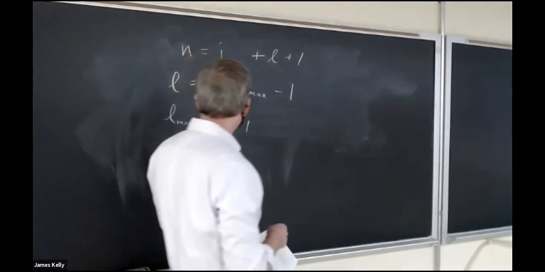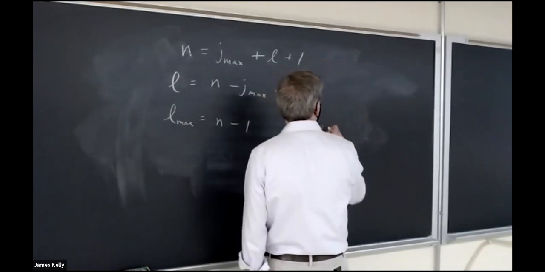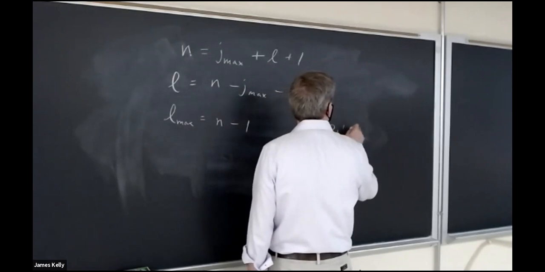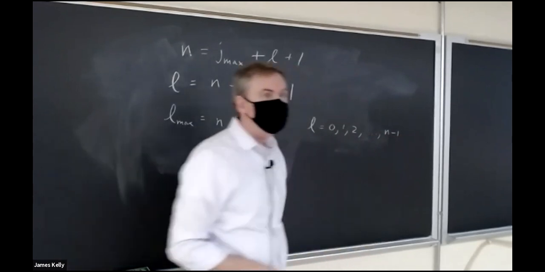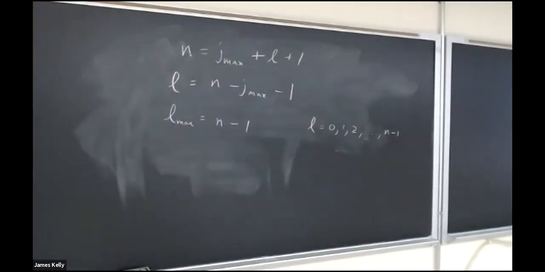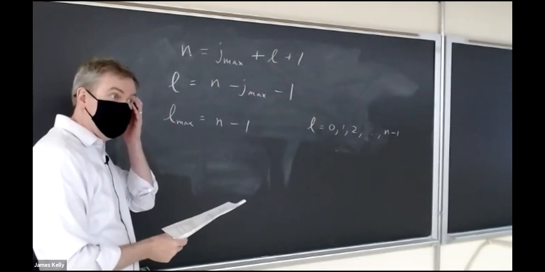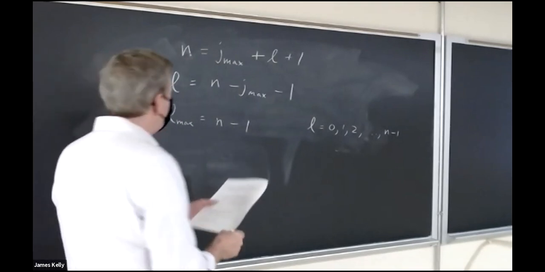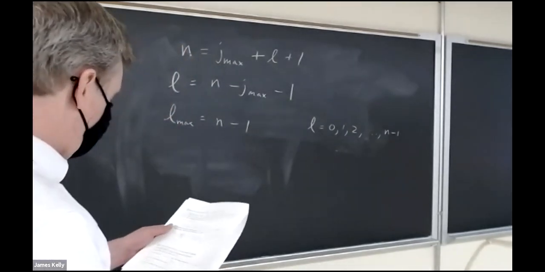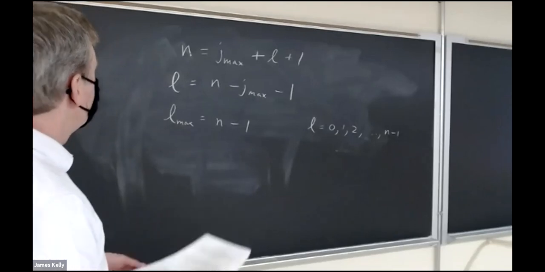So for N equals 4, L goes from 0 to 3. So the allowed values of L are 0, 1, 2, all the way up to N minus 1. That's the answer to D. Okay, questions on that? And then E is, what's the smallest allowed value for N? Hint: what are the smallest allowed values for J max and L?